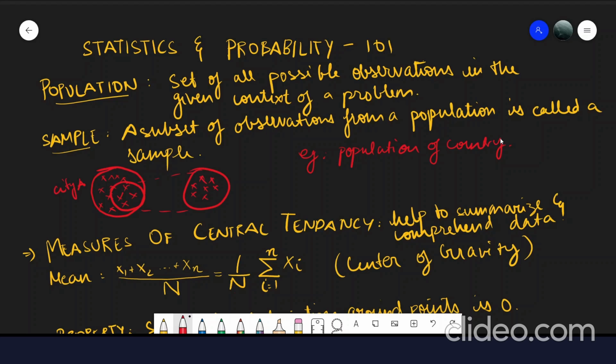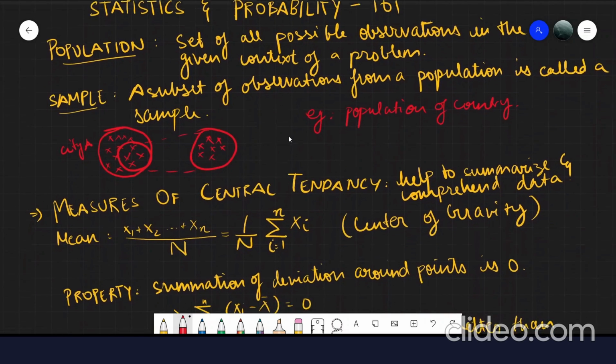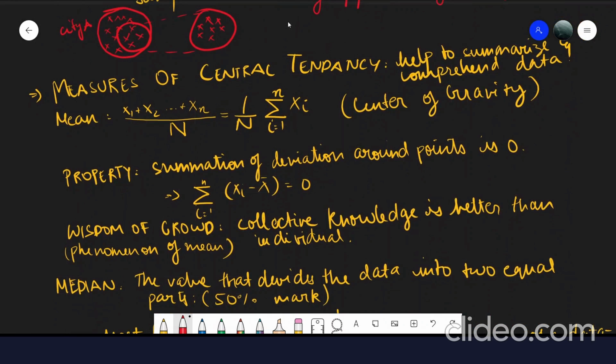That's why finding a correct sample from a population is very important, because we need to estimate parameters. What is the mean age of the country? What is the range of the ages of the people of a country? How many people are there in the country? So that's why finding a sample is very important. Now let's move on to the measures of central tendency. They help us summarize and comprehend our data very well.